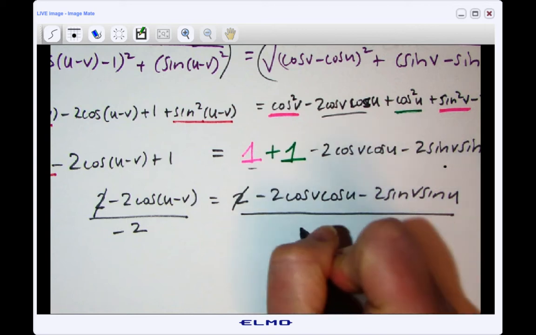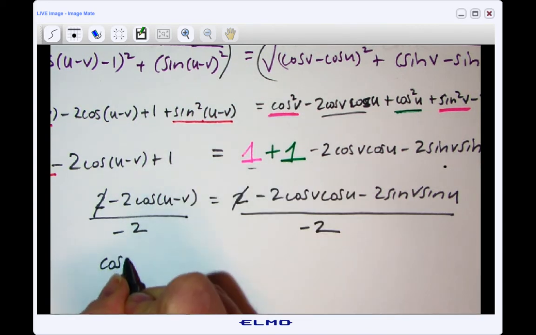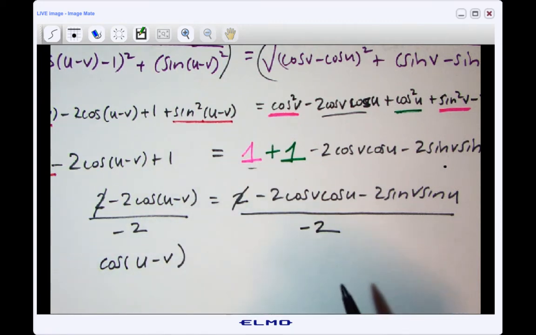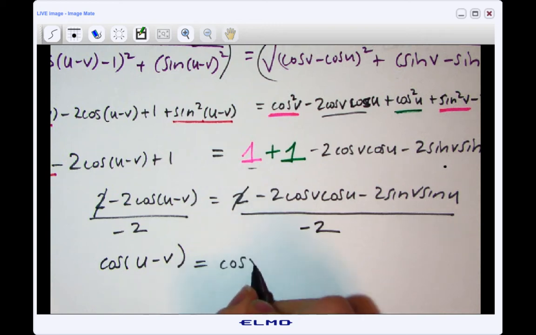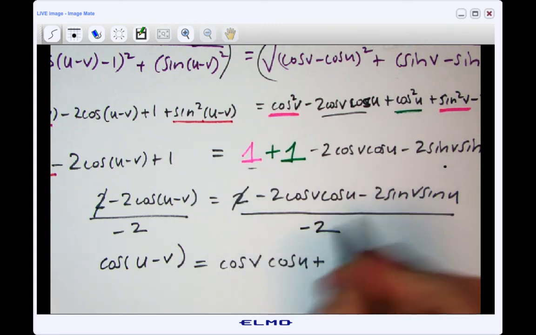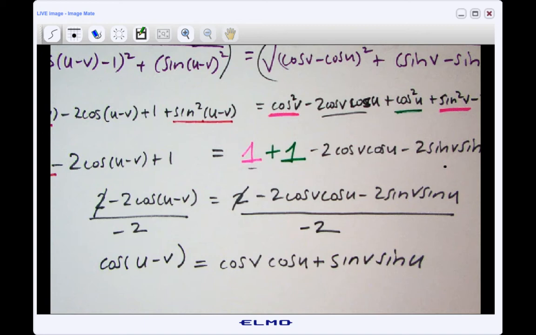So hopefully you've hung with me till now. When I divide by the negative 2, I get cosine u minus v, which is what I'm trying to write a formula for. My cosine difference formula here. And this one's going to be cosine v cosine u, and this will be a plus because we're dividing by the negative, sine v sine u. Isn't that wonderful? So what did we do here? We just derived this formula.